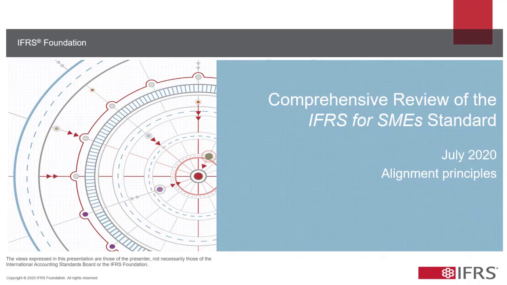In this webcast, we will look in more detail at those IFRS standards which the IFRS for SMEs Standard is not currently aligned with. These include IFRS 10, Consolidated Financial Statements, IFRS 11, Joint Arrangements, IFRS 9, Financial Instruments, IFRS 15, Revenue from Contracts with Customers, IFRS 13, Fair Value Measurement, and IFRS 14, Regulatory Deferral Accounts. At the end of this webcast, we will explain how you can get involved in the second comprehensive review.